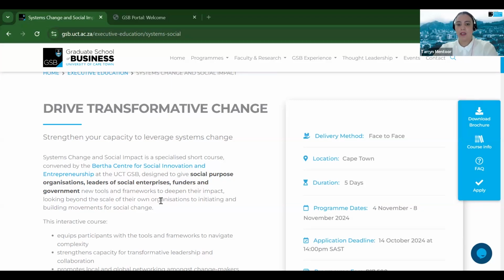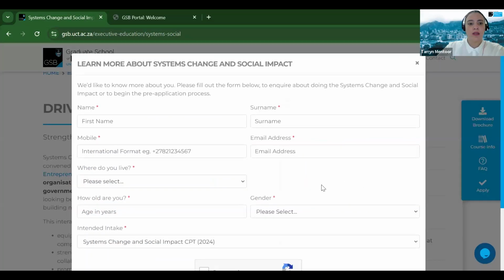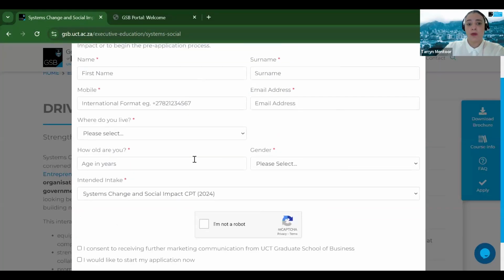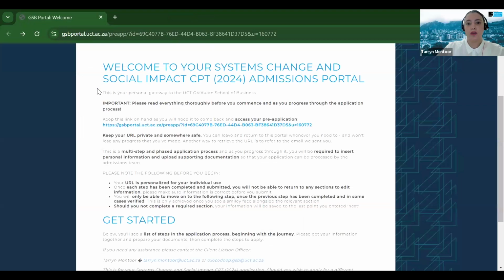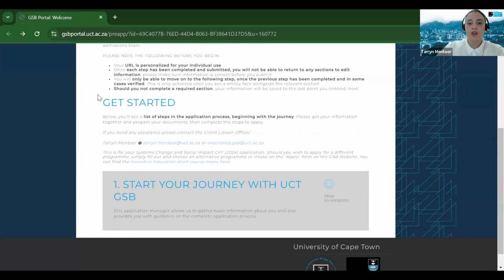From the web page, the application button is on the right-hand side over here. You would need to click on there and fill in the necessary pop-ups. It's just your name, surname, contact number, and email address. Once you've completed this, the system will generate an application link for you. There's a whole bunch of wording, which is basically just telling you to keep your application link safe. You bypass all of that and start your journey by clicking on start your journey.